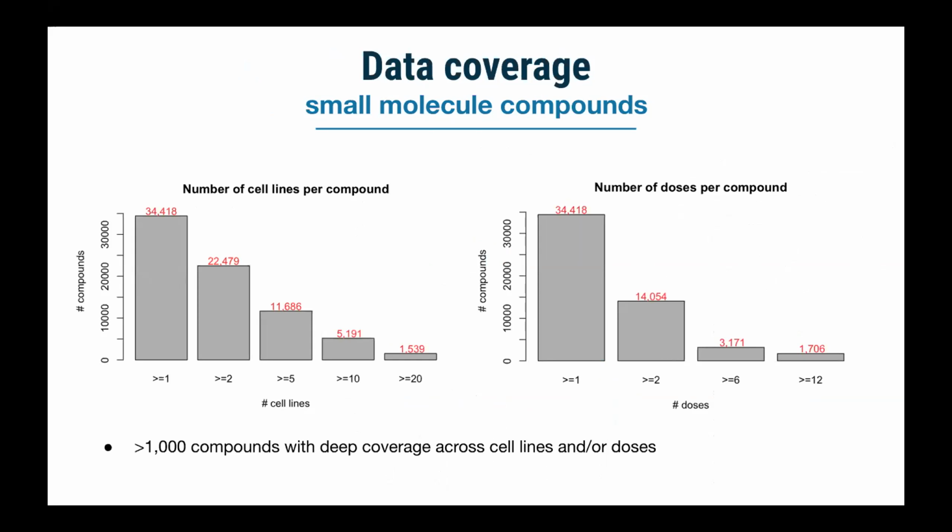If we focus in on compounds, we've also expanded in the dose and cell line dimension for a number of compounds. These two figures indicate the number of compounds that have been profiled in at least a certain number of cell lines and at least a certain number of doses. You can see there are well over 1,000 compounds that have been profiled in 20 or more cell lines and at least 12 doses. So there are some where the data has very deep coverage across those two experimental dimensions, which we didn't really have in the previous release.